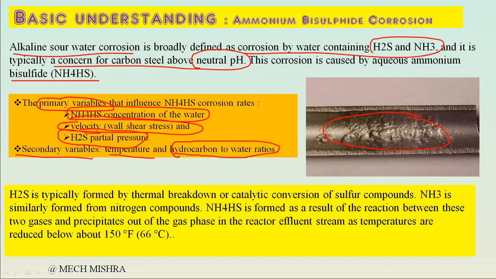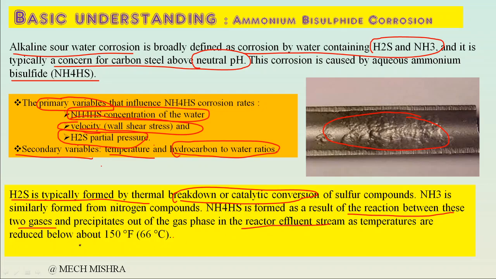Now you see this damage in the tube. This corrosion is caused by aqueous ammonium bisulfide, NH4HS. You see this grooving damage in the tube, so this is a very serious incident, and it may lead to a leak incident and loss of primary containment.